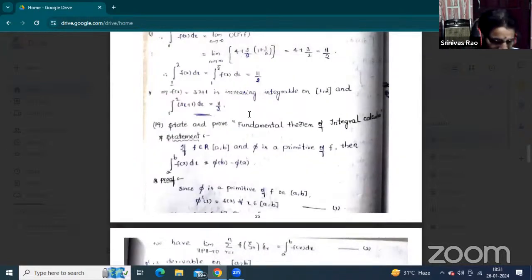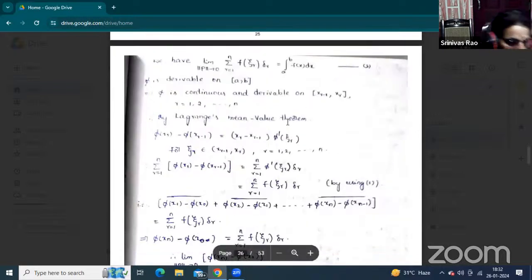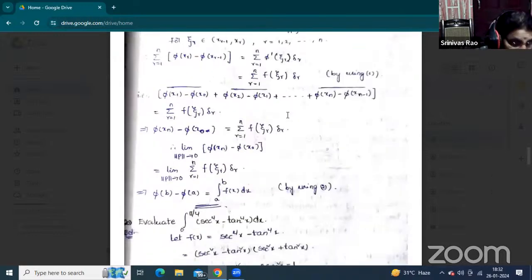Students, last but not least, let me repeat the simple statement of the fundamental theorem of integral calculus: when the function is Riemann integrable on the closed interval [a, b] and pi is a primitive of f, then integral a to b f of x dx equal to pi of b minus pi of a. Now this is the end of the session. This theorem is very important and very useful in the final examination. Today's class is very important. Listen carefully.